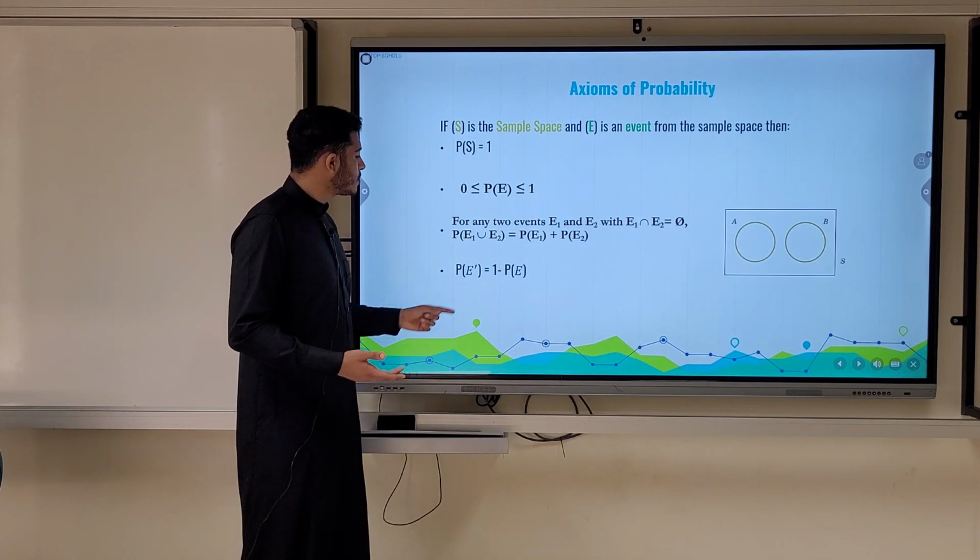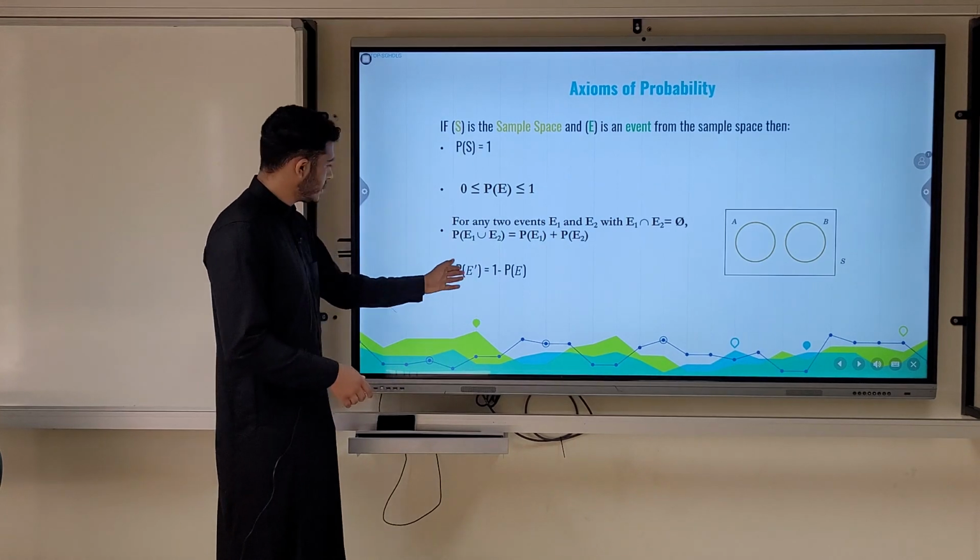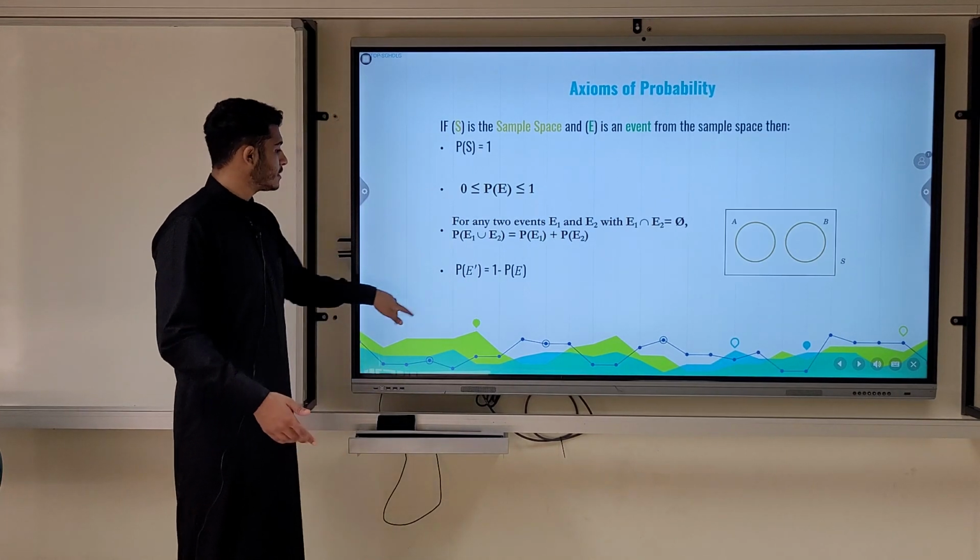And lastly, the probability of the complement of an event is 1 minus the probability of the event. You can see it here. It's written better than I explained it.